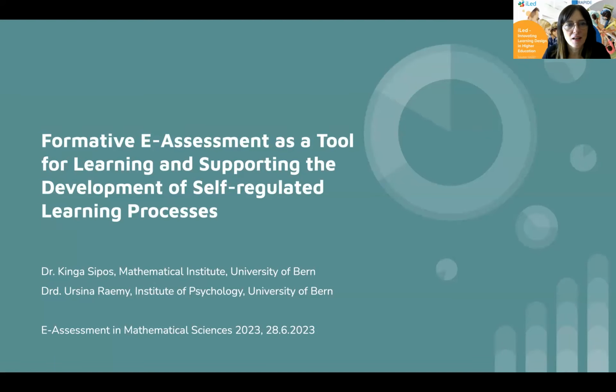This session is about formative e-assessment as a tool for learning and supporting the development of self-regulated learning processes. The presentation will be given by our colleagues, Dr. Kinga Sipos and Ursina Raemy from Switzerland, the University of Bern.